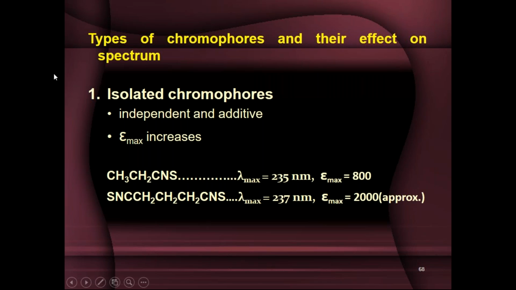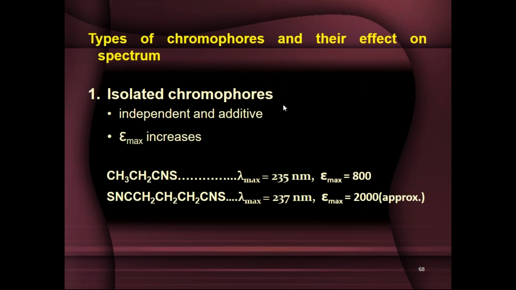So now we come to the types of chromophores and their effect on spectrum. You have seen what chromophores are, and they are the groups that are responsible for absorption. You could have different types of chromophores, and do they produce any effect on the spectrum? That is what we will be seeing now.